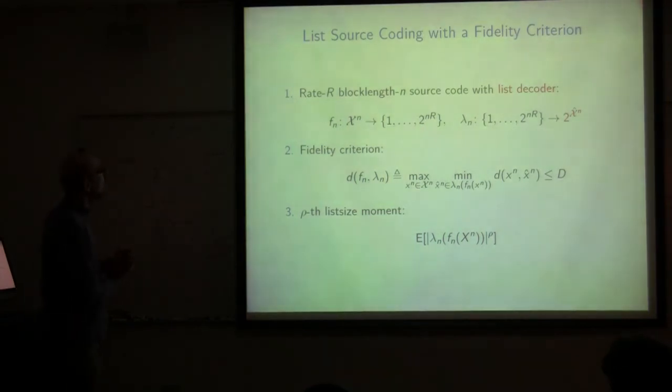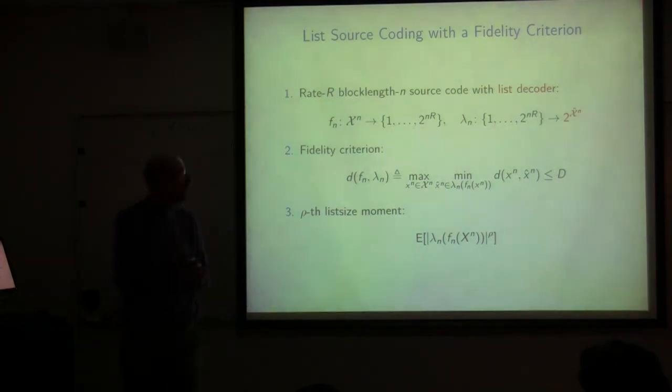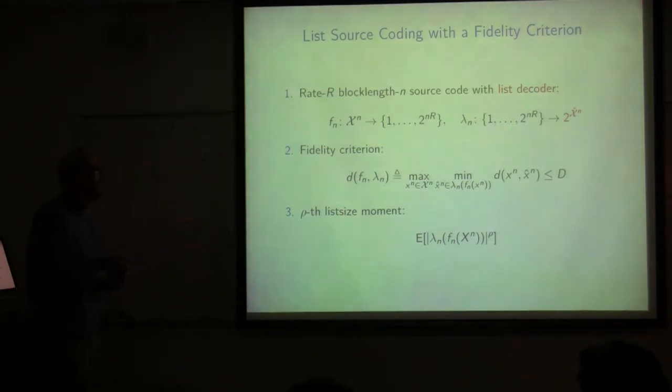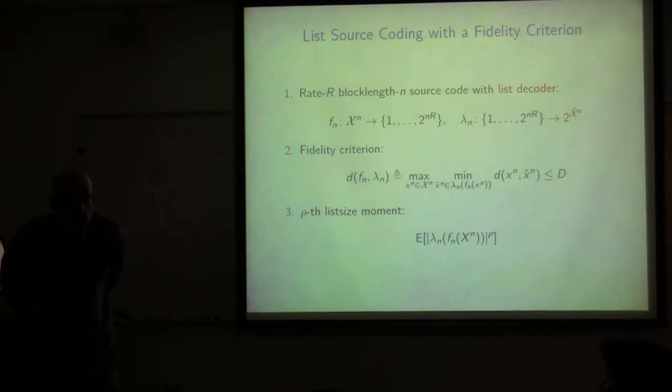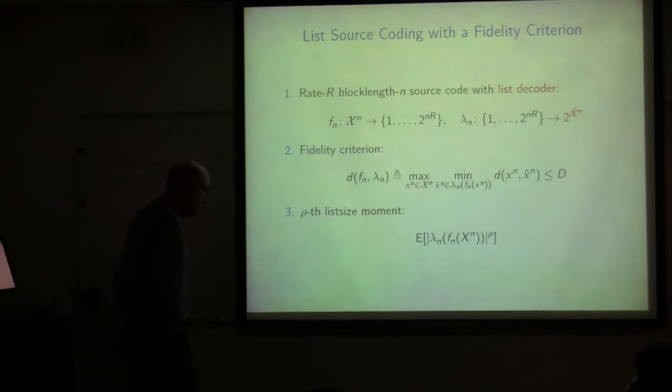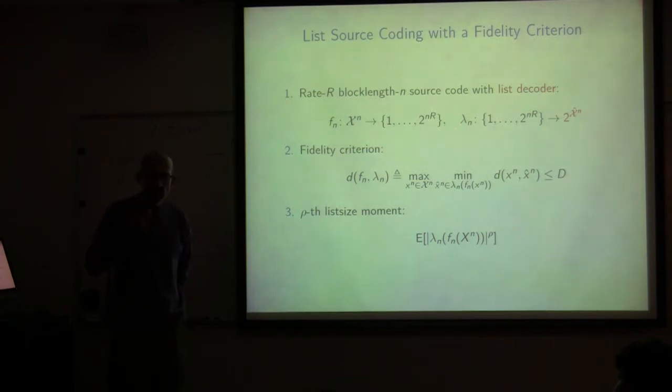Let me move on now to another variation on this problem, and this is when you actually have a fidelity criterion. Do you also get the chain rule with this conditional? No. The answer is no. Renyi entropy is not as well behaved as Shannon's entropy. And if you actually look at this problem, you'll see that you shouldn't expect it.